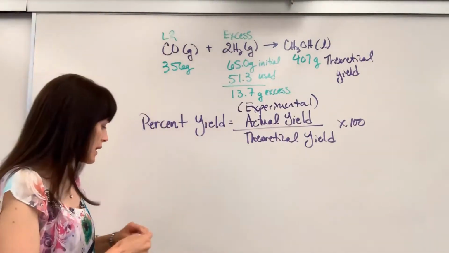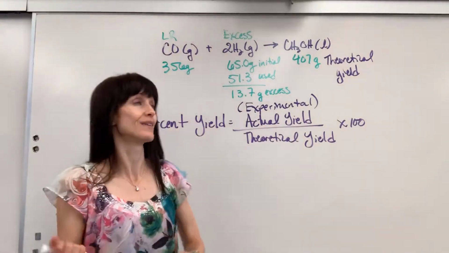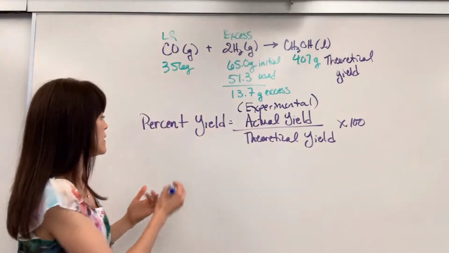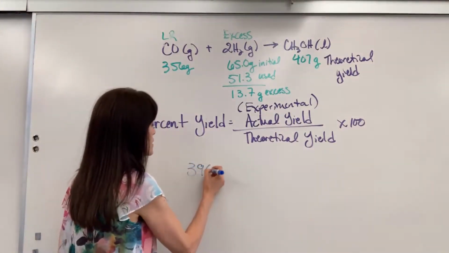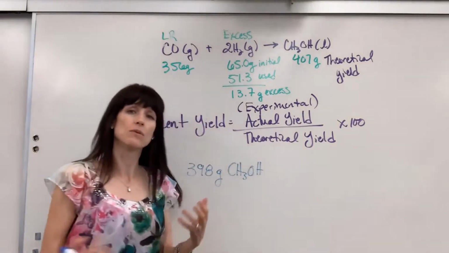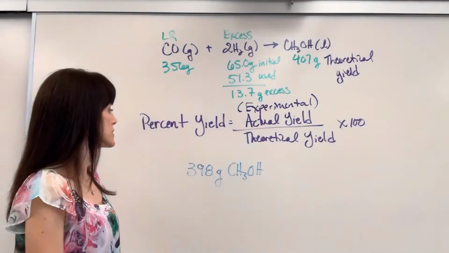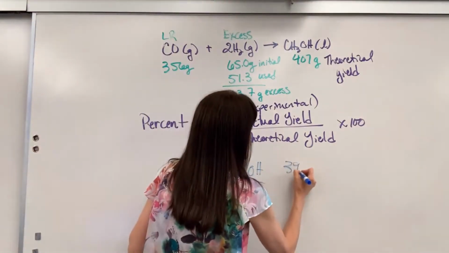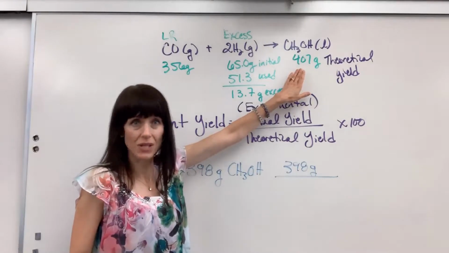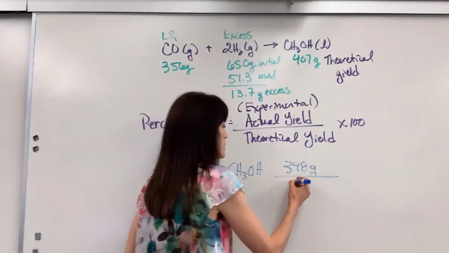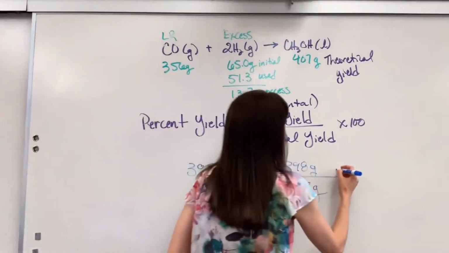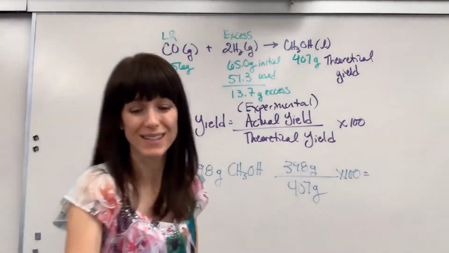So in this example, let's say that you and I go into the lab. We do this experiment. That would be pretty fun to produce some methanol. And let's say that we get 398 grams of the methanol. And we want to know, well, what's the percent yield for that? You simply take what you get in the lab, the 398 grams, and divide it by what you got from your math, from the stoichiometry. Well, the exact perfect amount, the maximum that could be produced, would be 407 grams. Then you just multiply that by 100 to get it to a percent.